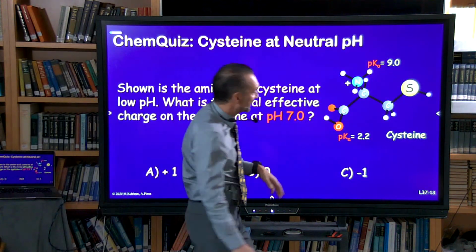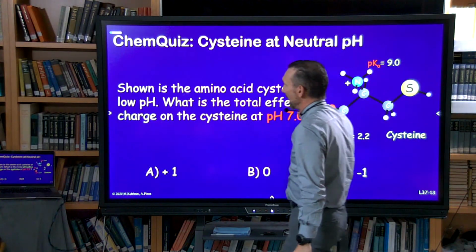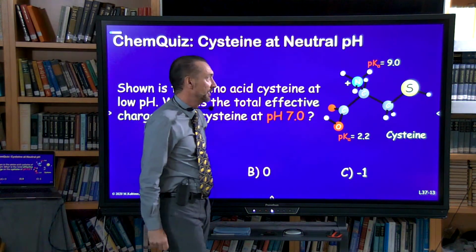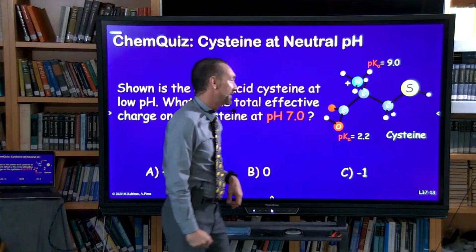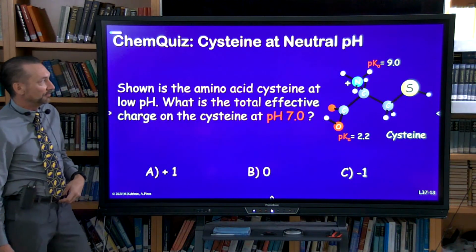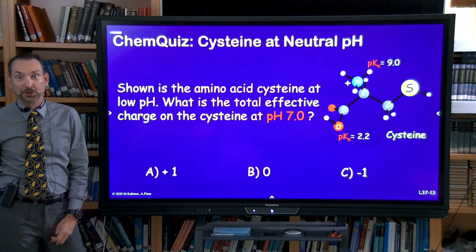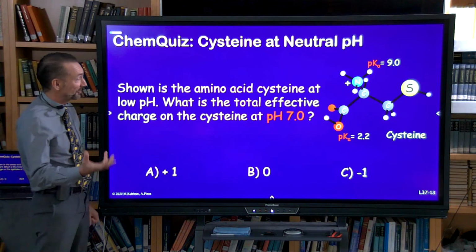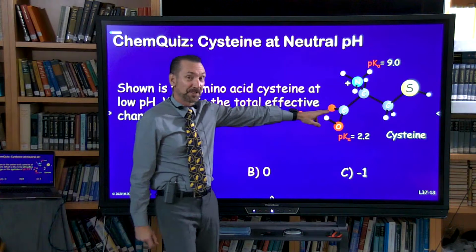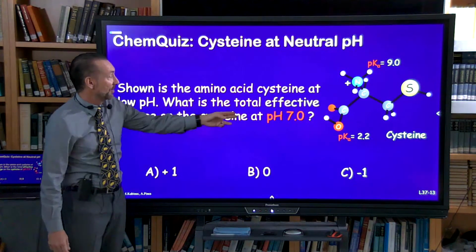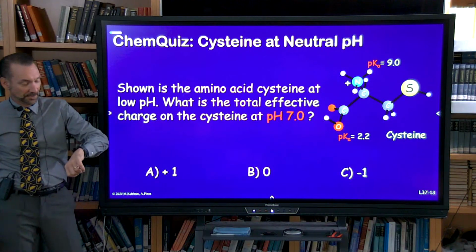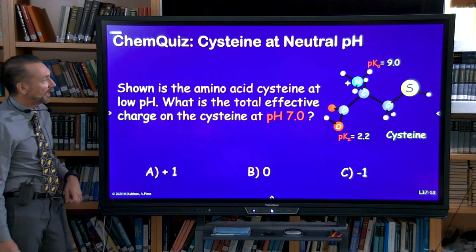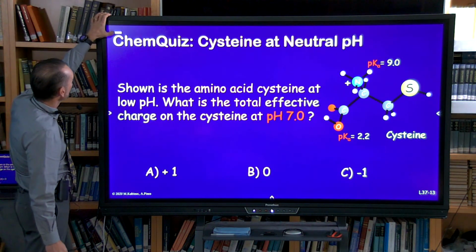So here's the amino acid cysteine at low pH. What is the total effective charge when I get to 7? So low pH, something less than 7. And by looking at that, you might be able to say that's less than 2 is that structure. I hope you can do that already almost, or at least are thinking about that. But that's the structure at pH less than 2. I want you to tell me what's the effective charge at pH 7. So let's think about that for a minute. We will take a vote.